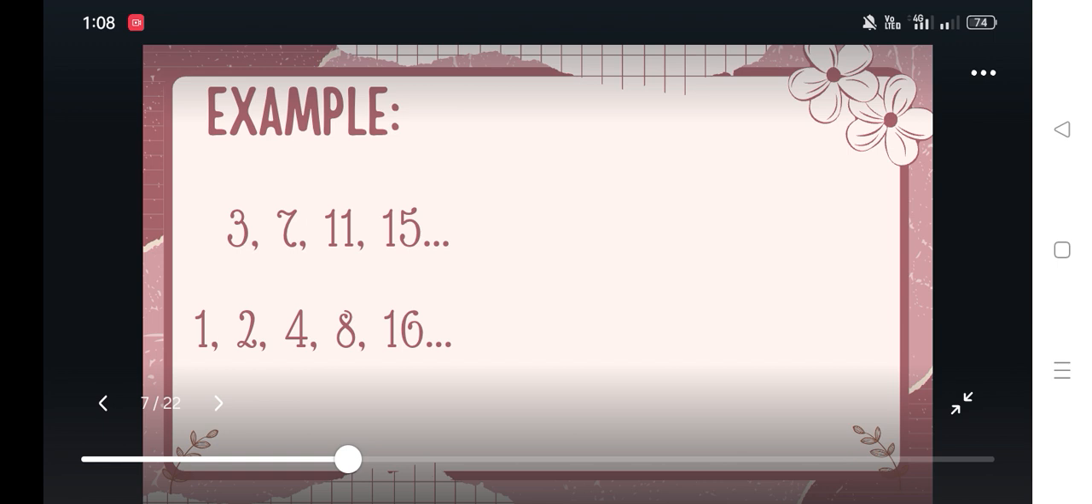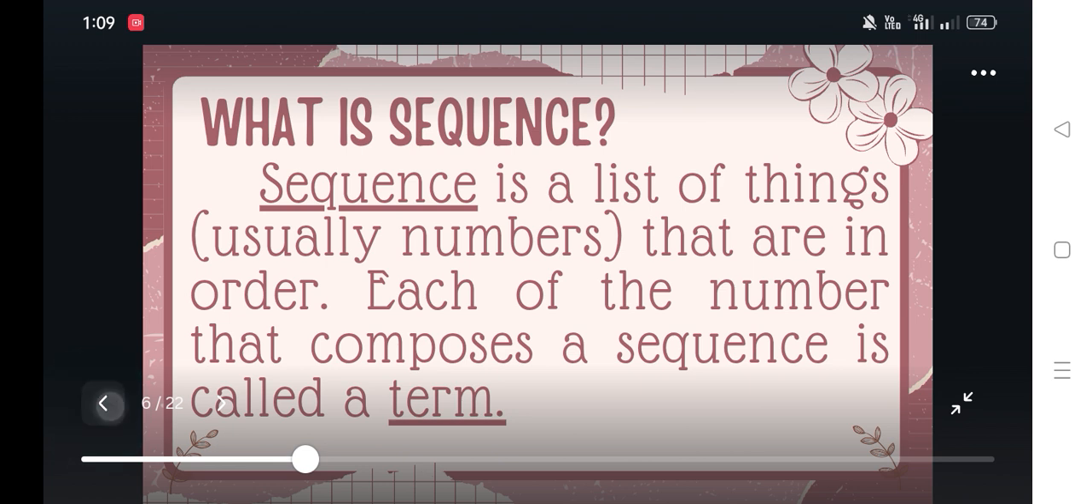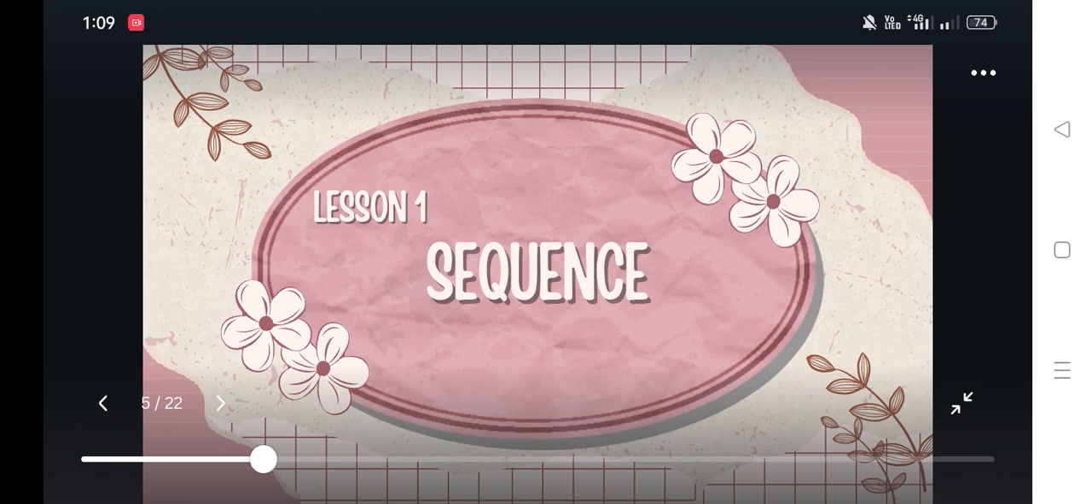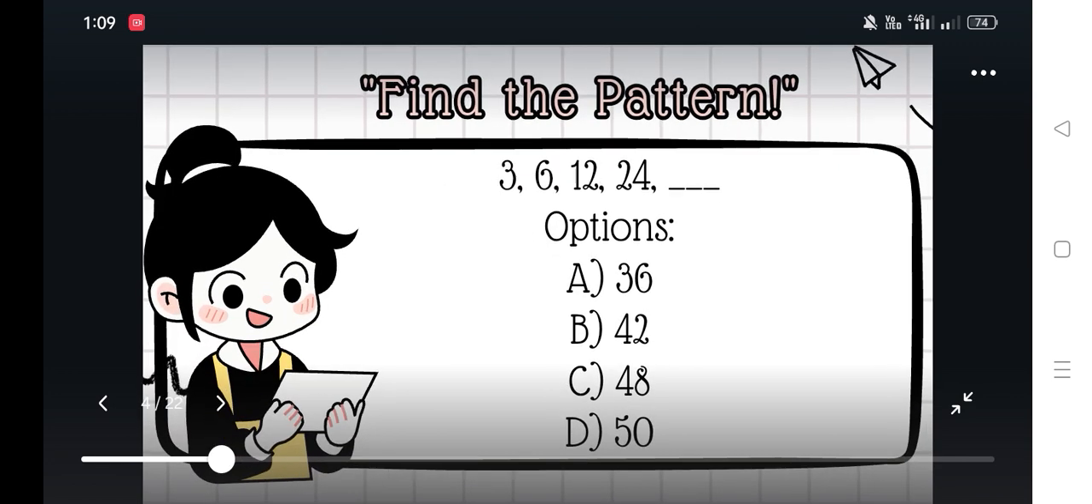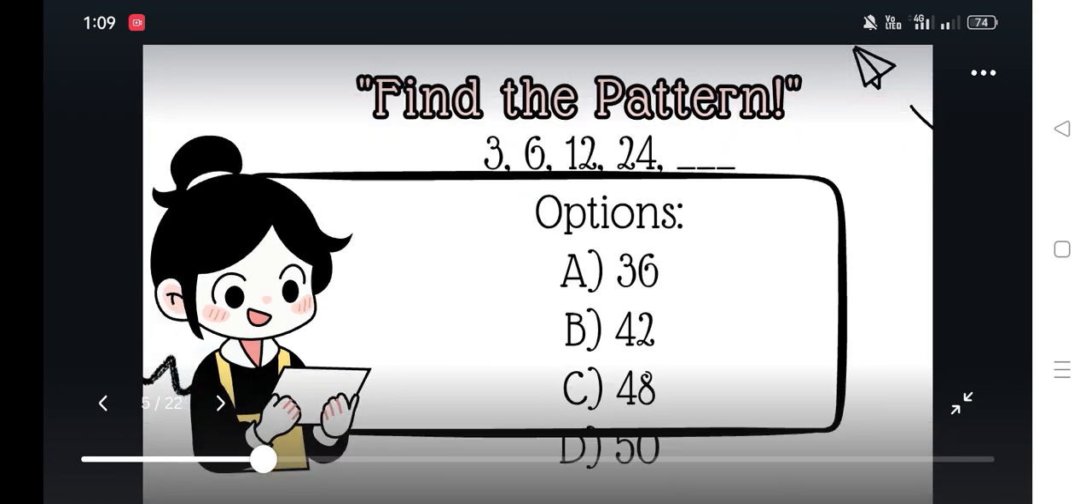Also, a sequence has a rule or formula in order to find the value of each term. The rule means how you get the next term, or the term being asked. From the activity earlier, we can see that the rule is adding 5 for the first, and the second one is multiplying by 2. Very good.